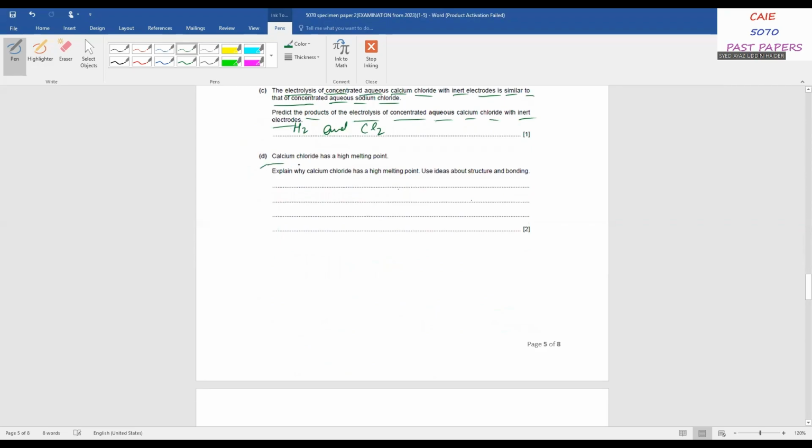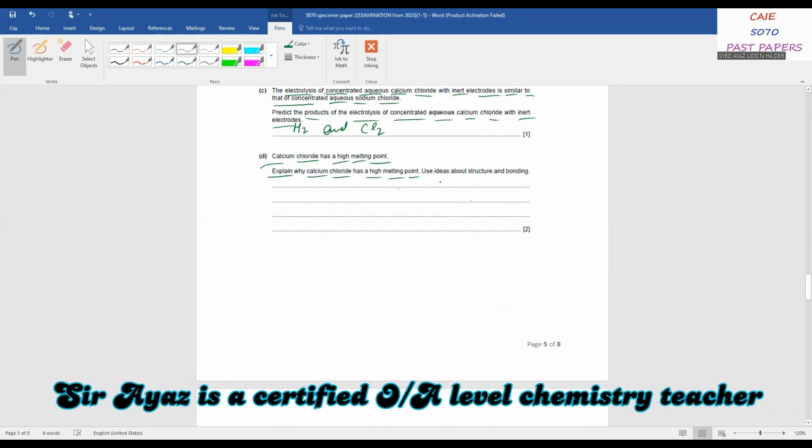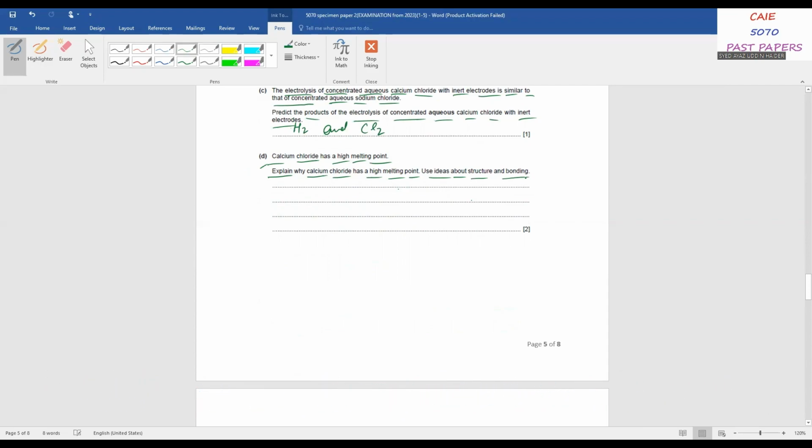D. Calcium chloride has a high melting point. Explain why calcium chloride has a high melting point. Use ideas about structure and bonding. It's very easy when they are talking about the structure. It's giant lattice. Straight away you'll write giant lattice. Now, bonding. Bonding is strong ionic.